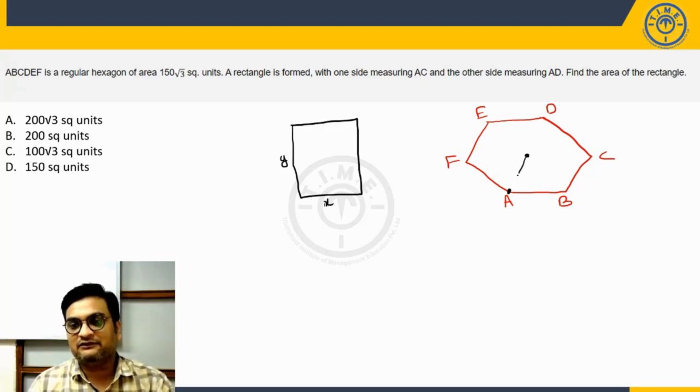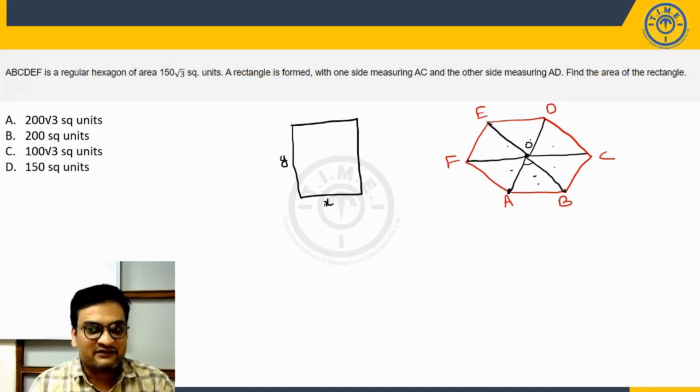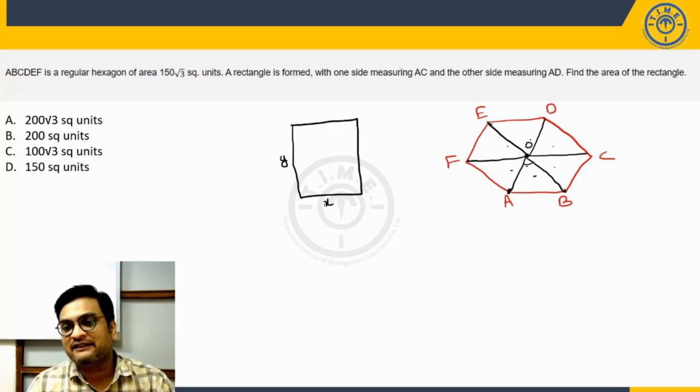If I break down the hexagon into several smaller triangles, joining all the vertices to the center of the hexagon, I would be getting 6 equilateral triangles. Now why are they equilateral? Because there are 6 such triangles and the angle at the center is 360 degrees, hence each part is going to be 60. And since triangle AOB is an isosceles triangle, if the vertical angle is 60, it turns out to be an equilateral triangle.